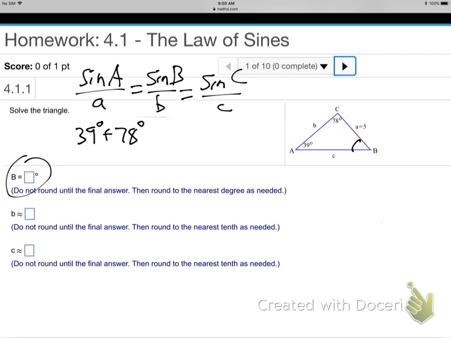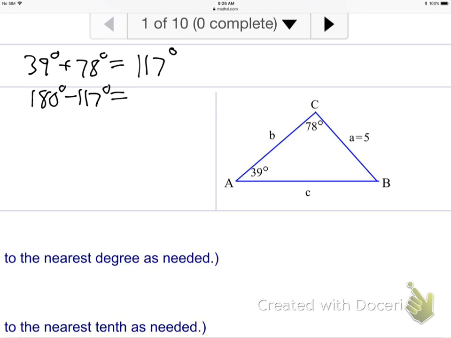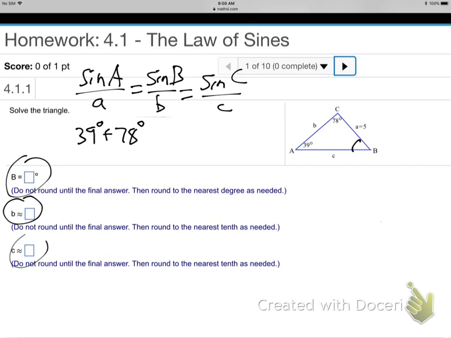I don't know if you guys can all see it, so maybe I should make it a little bigger. Okay, so there it is. They want angle B first off. So to find angle B, 39 degrees plus 78 degrees is 117. Then subtract that from 180: 180 minus 117 is 63. So this must be 63 degrees right there. That's just 180 total in any triangle. Now that I've got that, they want side B and side C.